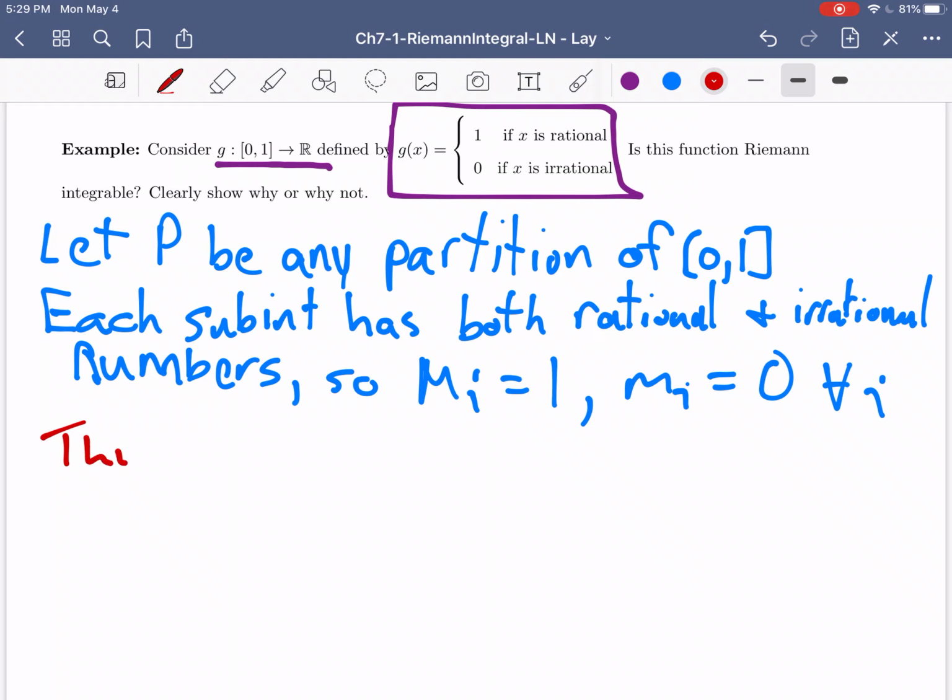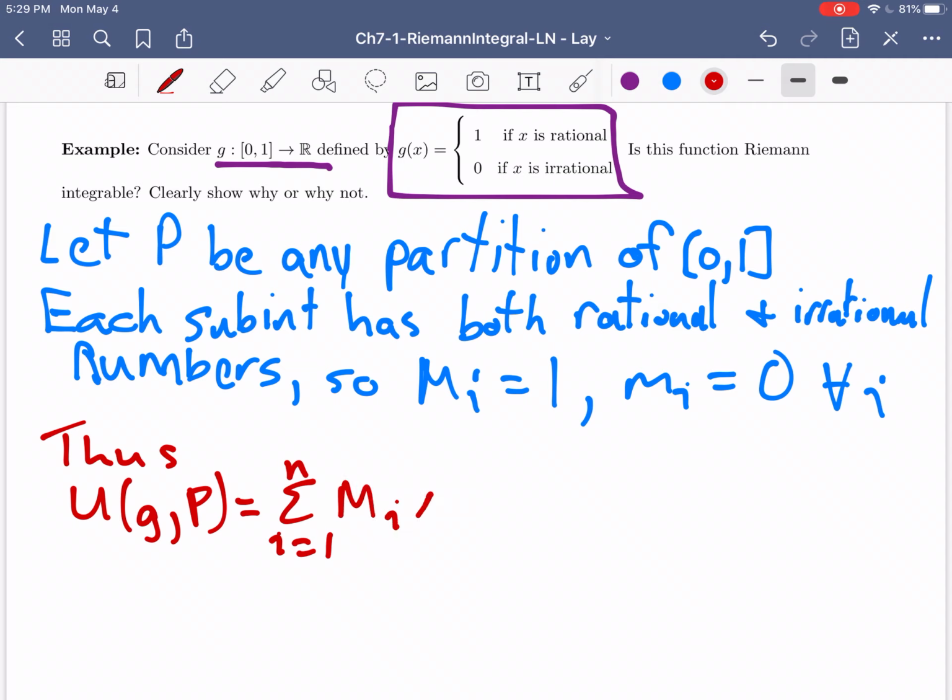Thus, the upper sum is going to be the sum i equals 1 through n of M sub i delta x sub i. But all of these M sub i's are 1, so we just have the sum i equals 1 through n of delta x sub i. When we add up all the widths of the subintervals, since they are partitioning 0, 1, it should be the length of that interval, and so it's going to be 1.